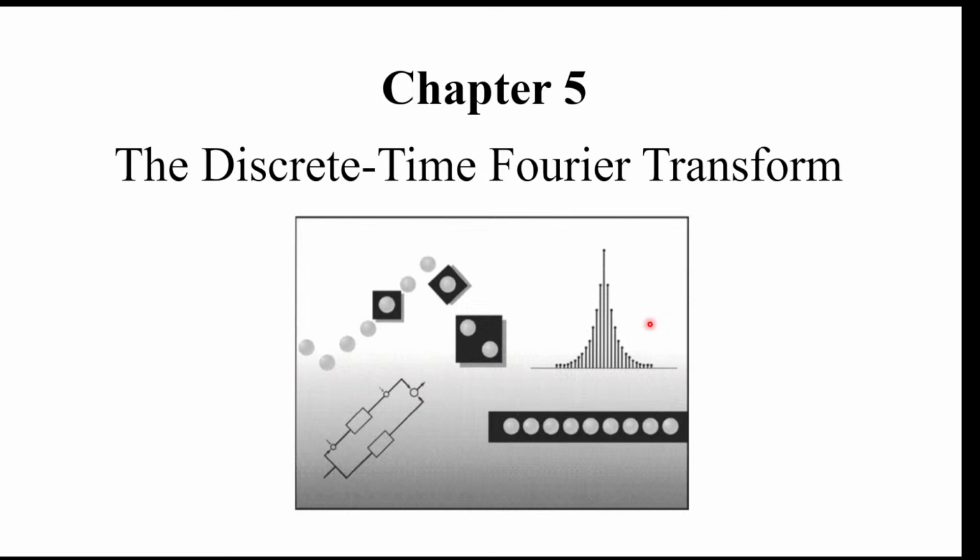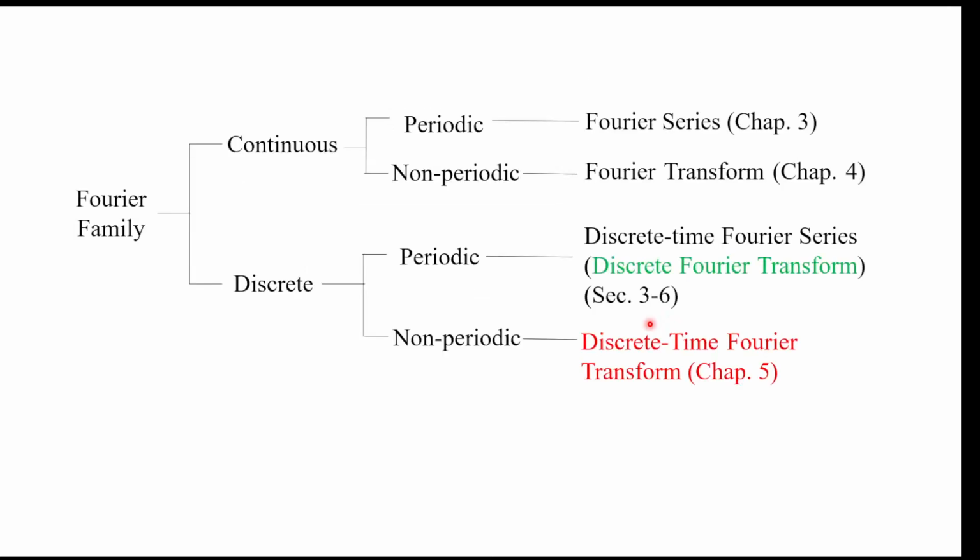Today we are going to start chapter 5, the discrete-time Fourier transform. Let's start with this picture of the Fourier transform family. We have taught three of the four possible Fourier transforms. For periodic signals we have the Fourier series and the discrete-time Fourier series.